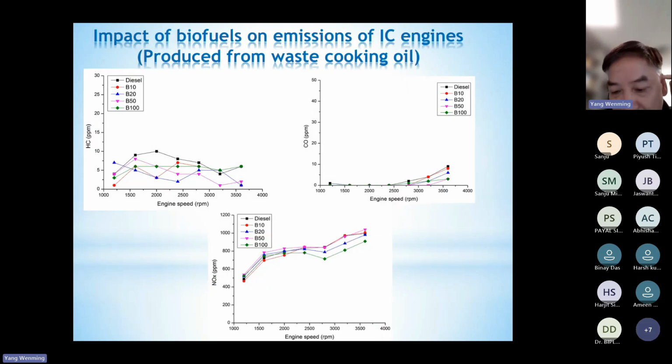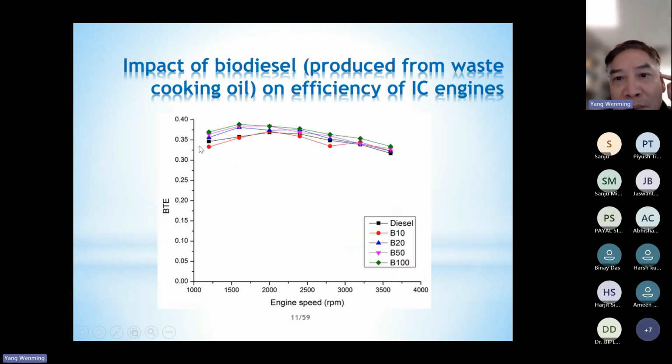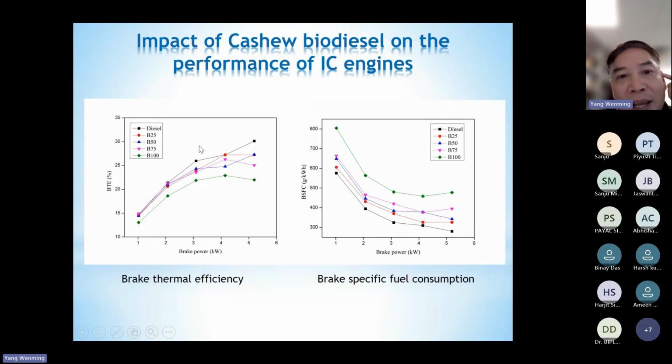So it's different from the one with cooking oil, right? From this case, we can understand that different biodiesels have different physical and chemical properties. So their impact on the performance and the major emissions will also be different. You cannot say that all biodiesel has better performance or that all biodiesel has poor performance. That is not correct.